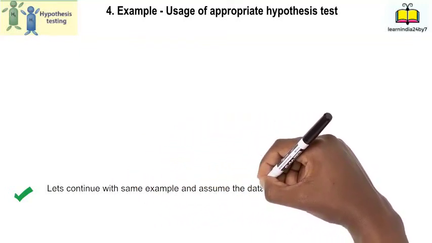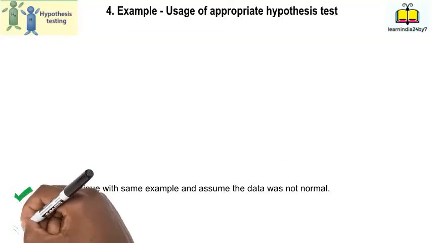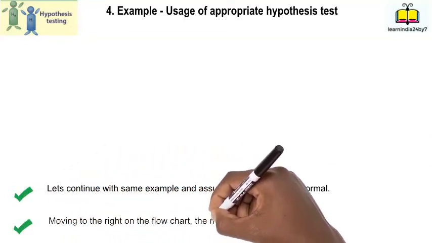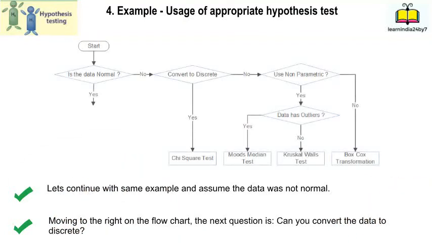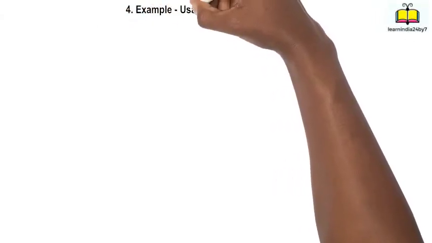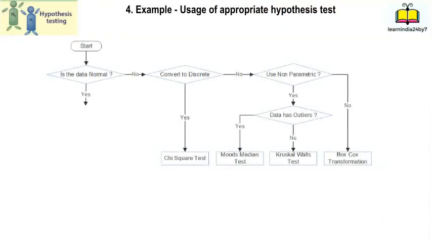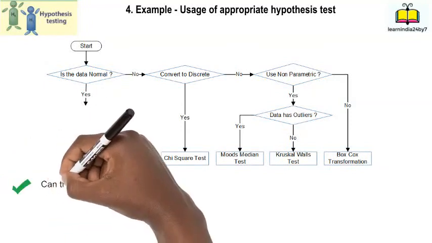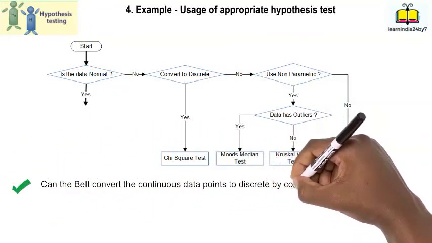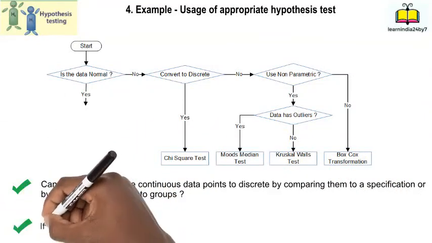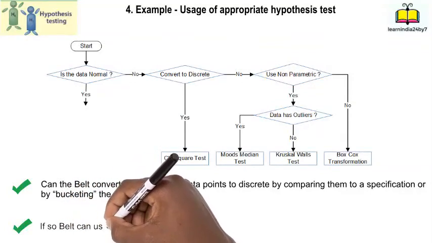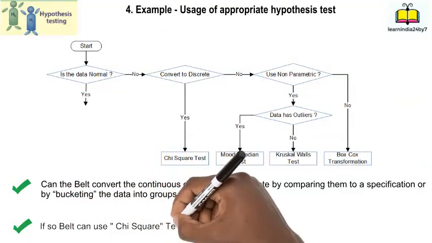Let's continue with the same example and assume the data was not normal. Moving towards right on the flowchart, the next question to ask is, can you convert the data to discrete? So next question to ask is, can belt convert the continuous data point to discrete by comparing them to a specification or by bucketing the data? If so, belt moves further down and uses chi-square test.